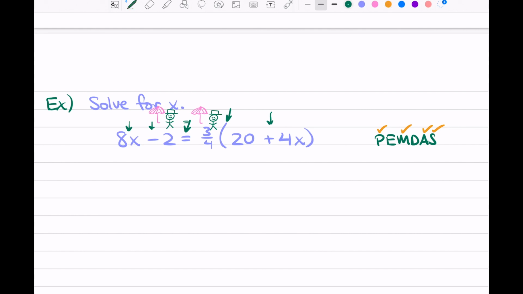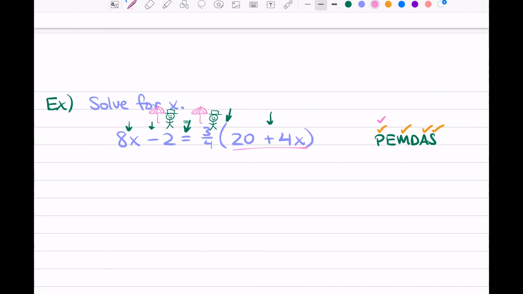And that says to focus on the parentheses first. So right here, 20 plus 4x. There's not really anything we can do in there. Our goal is to solve for x. We don't know what x is, so we can't really make that any simpler inside. We can't simplify it. We're actually done with that parentheses step.